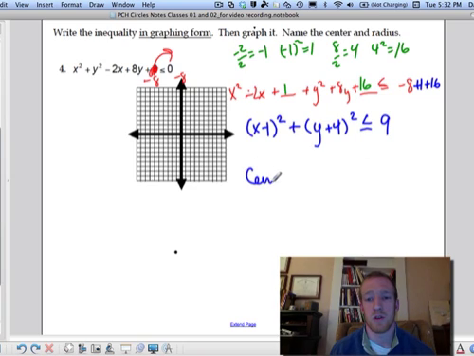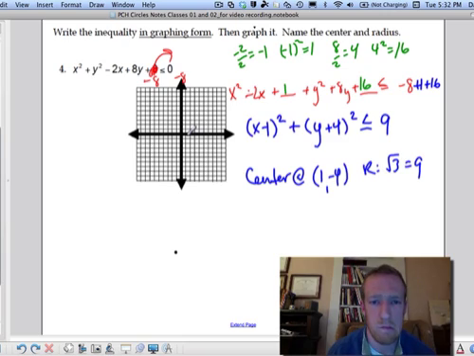Alright, so now we got a center at 1, negative 4, because it's the opposite sign, with a radius of square root of 9 equals 3. So over 1, down 4, a radius of 3, so it's there, there, that's the top one, sorry, and there. So it's kind of messy. So there's our circle.